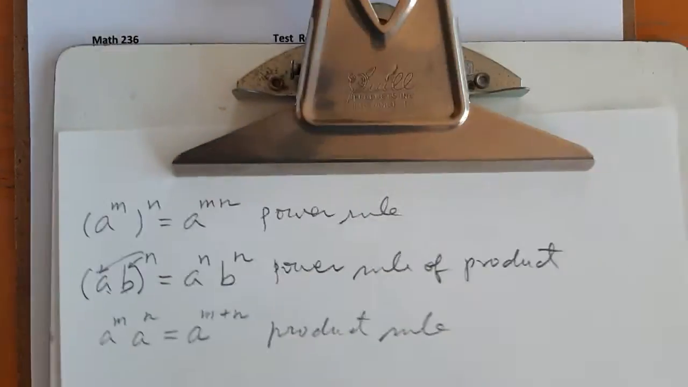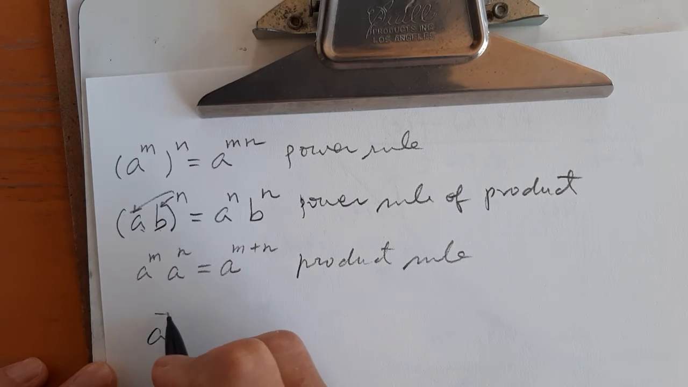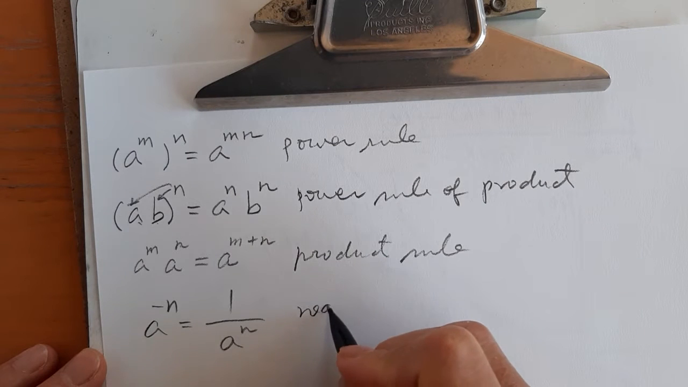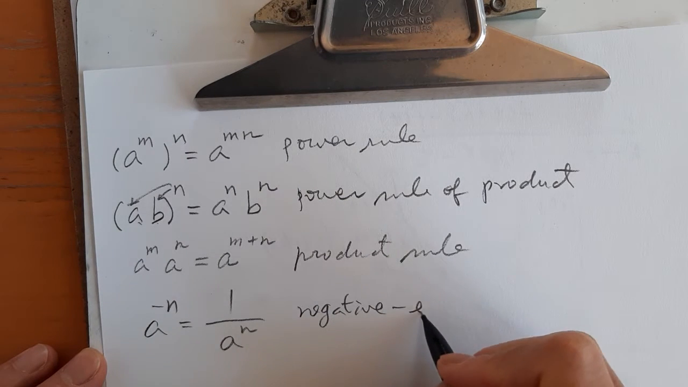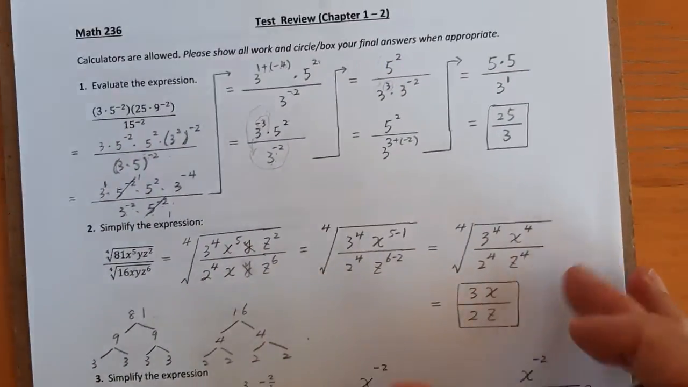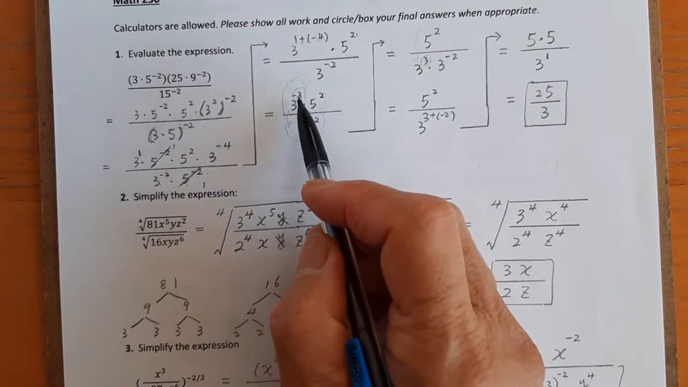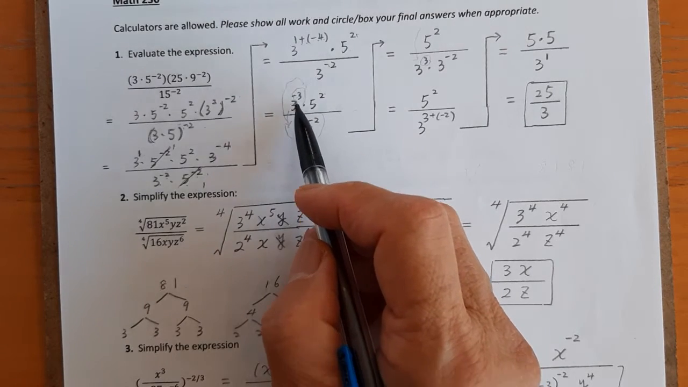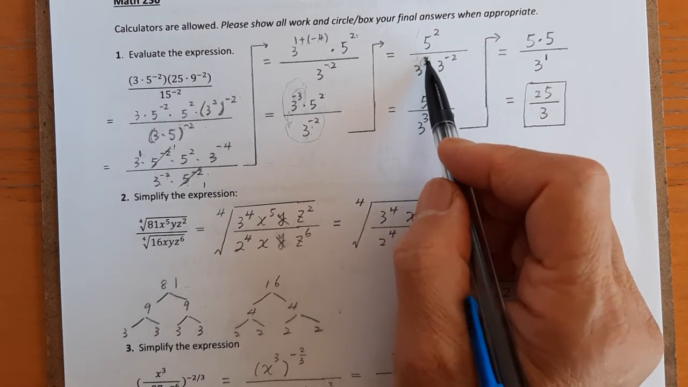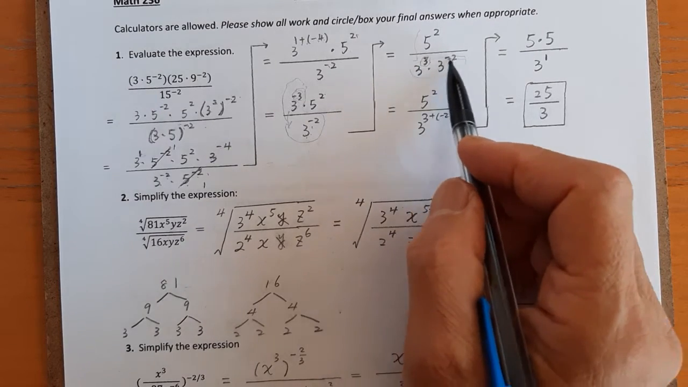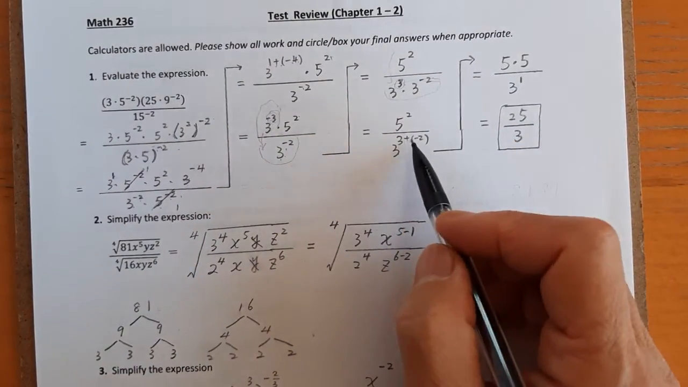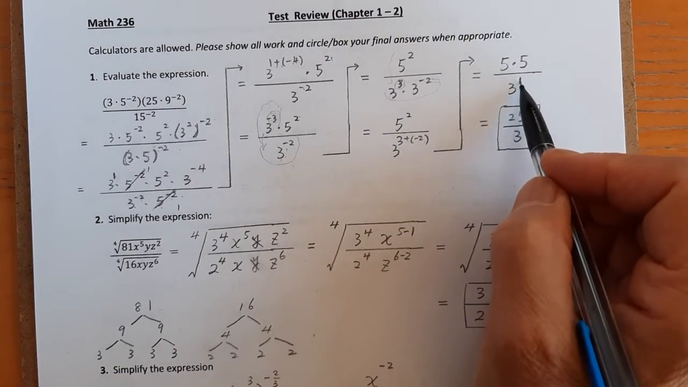This we call the negative exponent rule: a to the power negative n equals 1 over a to the power n. So 3 to the power negative 3, bring down to the denominator, change negative 3 to positive 3. And 3 to the power 3. And then the 2, you can use the product rule. Same base is 3. You add exponents. 3 add negative 2 and get 1.